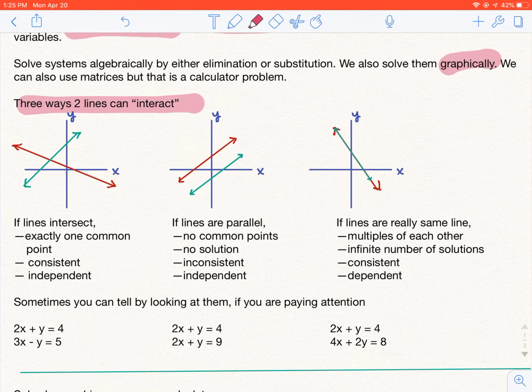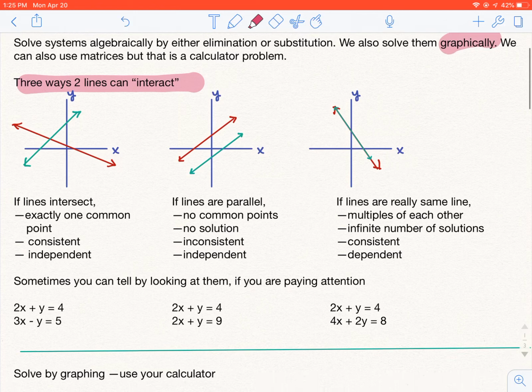Then sometimes we end up with equations that really are the same line. They're just multiples of each other. That has an infinite number of solutions, and we'll talk about how we're supposed to write that later. These two are called consistent and dependent. Dependent because they are the same line. Consistent because they don't have just one answer.